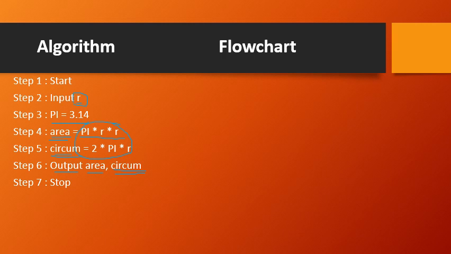Again, we know flowchart means it will consist of pictures of the symbols, right? For start and stop, it is going to be an oval. For input and output, it is going to be a parallelogram, and for any type of operations, assignments or calculations, it is going to be a rectangle, right? And each of those symbols should be connected using arrows.